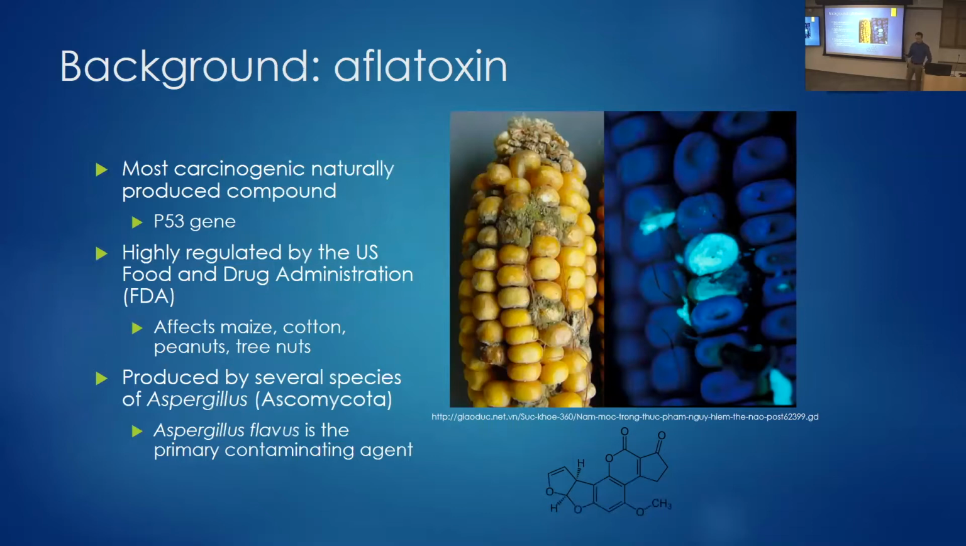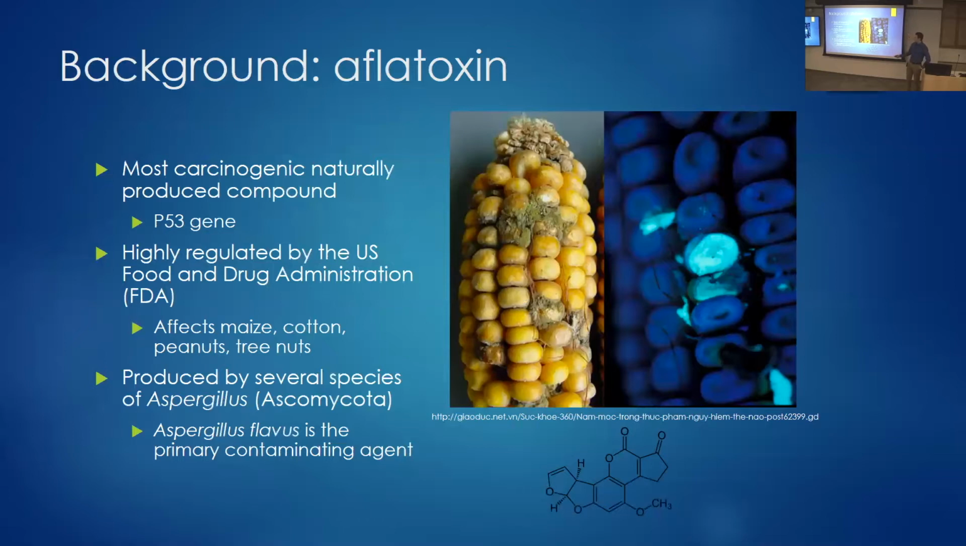So if it disrupts that, then the cells become aberrant and just grow out of control. It's especially associated with liver cancer, which is a particularly nasty one. As such, it's highly regulated by the FDA in a bunch of crops, including maize, cotton, peanuts, and a variety of tree nuts.